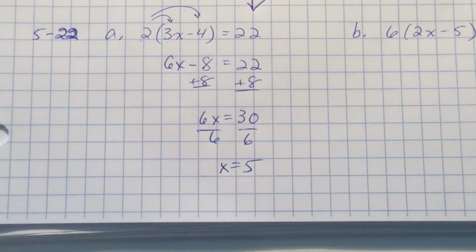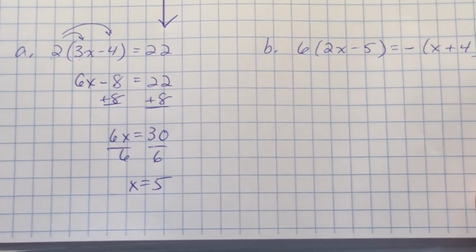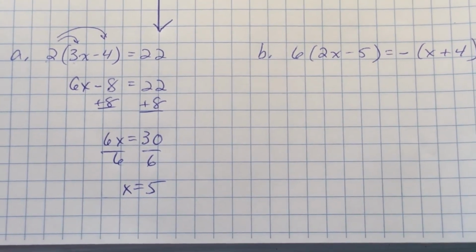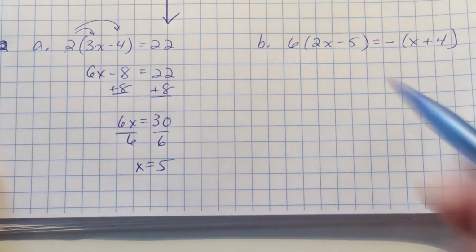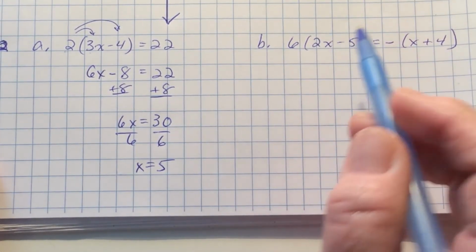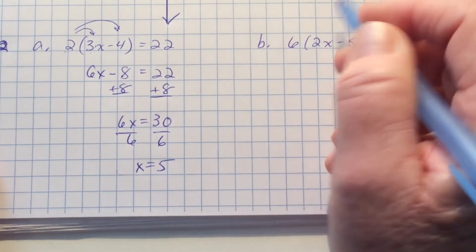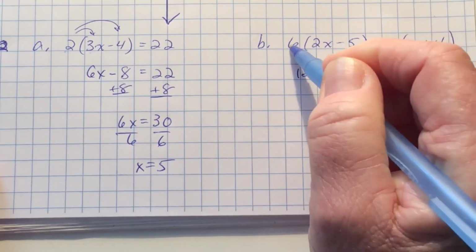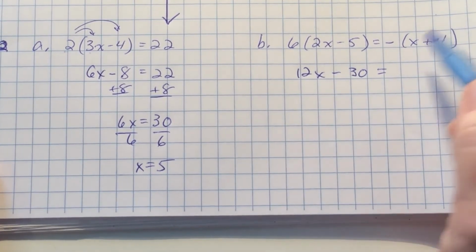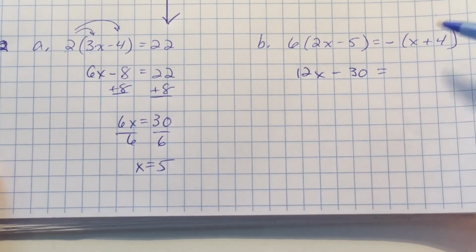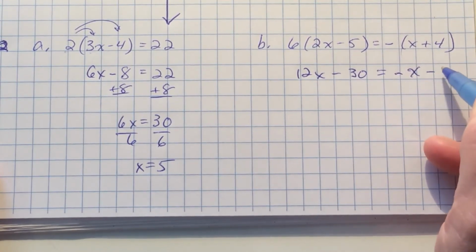On B, I've copied down the problem already. 6 times 2x minus 5 equals the opposite of x plus 4. So again, the first step is to distribute the 6. If I have 6 2x plus minus 5s, I have 6 times 2x is 12x minus 6 times 5 is 30. On the other side, I have the opposite of x plus 4. So I need to flip this and it becomes a minus x and a minus 4.